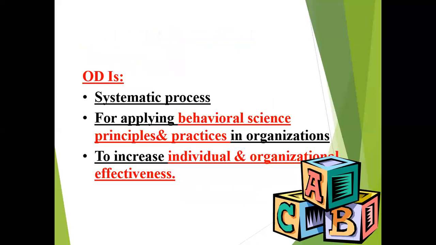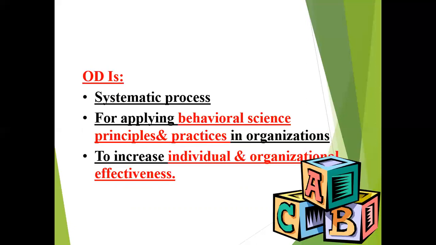It is a systematic process for applying behavioral science principles and practice in organization to increase individual and organization effectiveness. Very short definition and very concrete one. It is a systematic process, meaning procedures that follow a certain system, not random. Applying behavioral science, the principles and practice of it, in the organization. What is the goal? To increase individual and organization effectiveness.